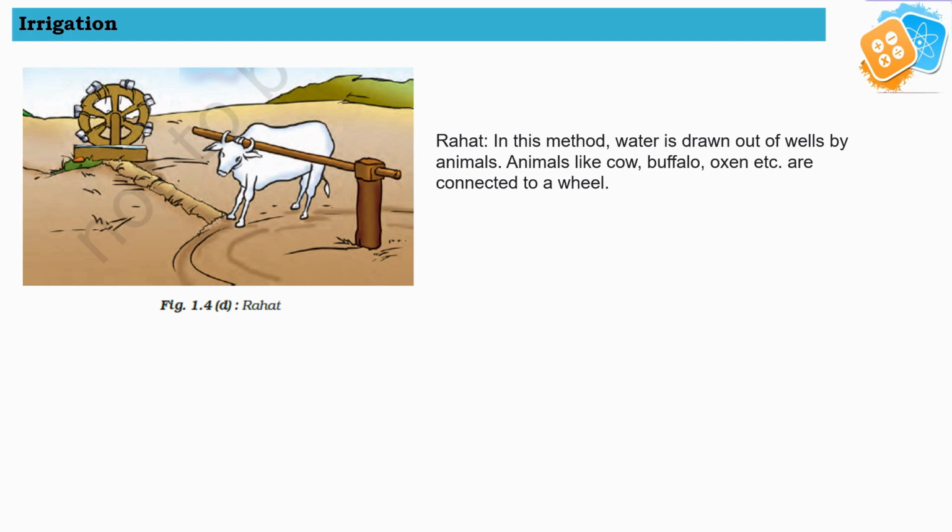Our next irrigation system is Rahat. In this method, the water is drawn from the well by animals like cow, buffalo and oxen, which are connected to a wheel. As they are moving around this log, the water will get filled into the bucket and it will water the entire crop.